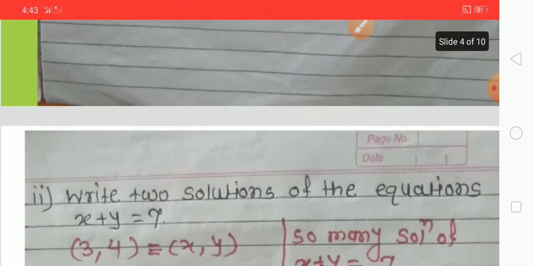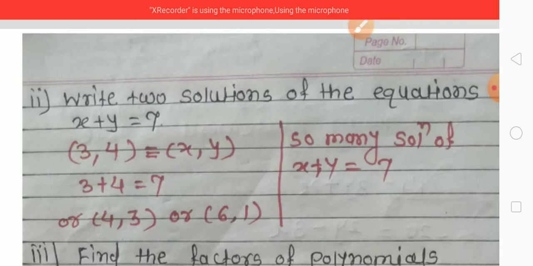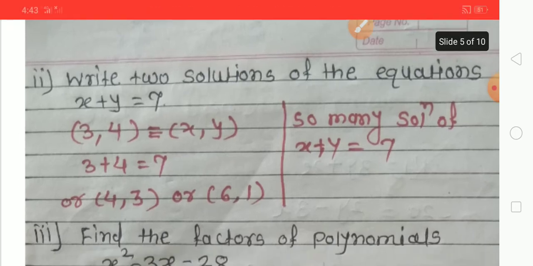The next question: write two solutions of the equation x plus y is equal to 7. If we take x equal to 3 and y equal to 4, then 3 plus 4 we get 7. Putting the values of x and y in place as 3 and 4, we get the right side. So x equal to 3 and y equal to 4 is a solution of the equation. Otherwise 7 and 4 and 3, otherwise 6 and 1. So there are many solutions of x plus y is equal to 7.